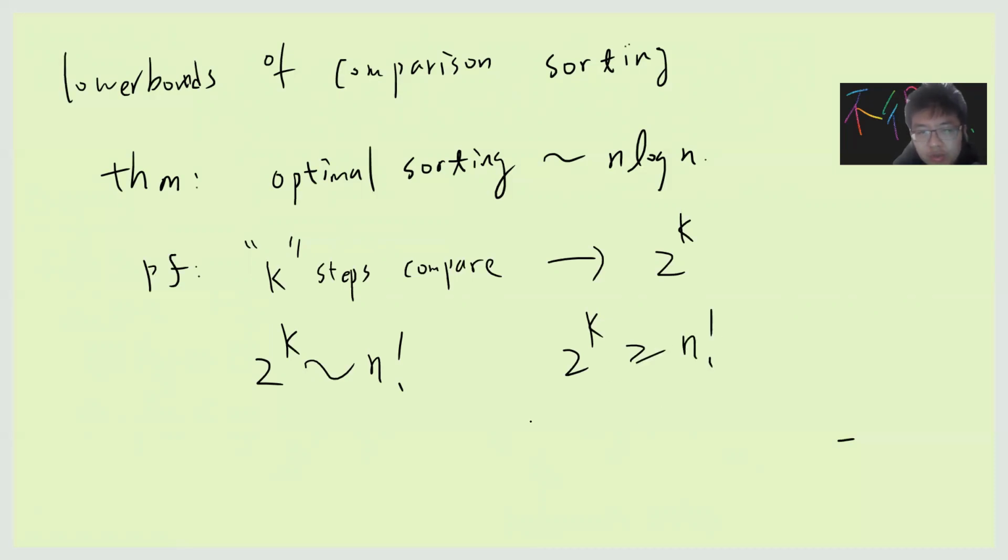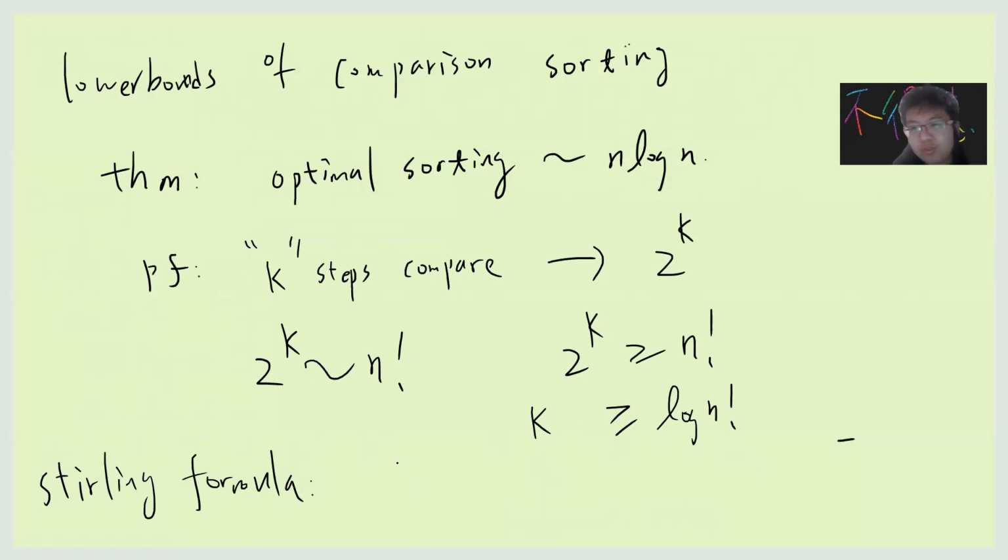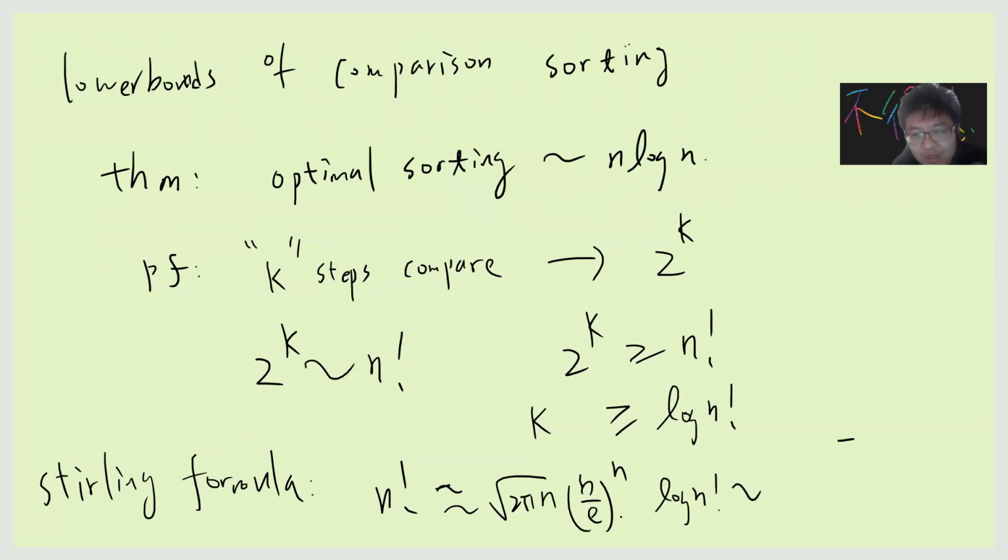Okay, then you take log base 2, and you get k greater than or equal to log n factorial. And then you can use the Stirling formula. If you don't know the Stirling formula proof, I will post the link below so you can check. So n factorial is approximately square root of 2 pi n times (n over e) to the n. If you take the log of n factorial, you don't need to care about the square root of 2 pi n, because this is small compared to n, so it's n log n.